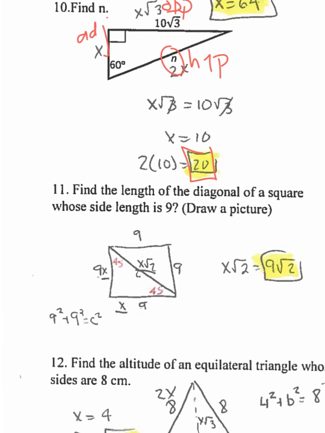Find the length of the diagonal of a square whose side is 9. Again, it sets up as a 45, 45, 90. X square root of 2. If every side is 9, then the hypotenuse should just be 9 square root of 2, because that's the pattern. But again, this one you can actually use the Pythagorean theorem because you have 2 sides. So multiple ways to get there.